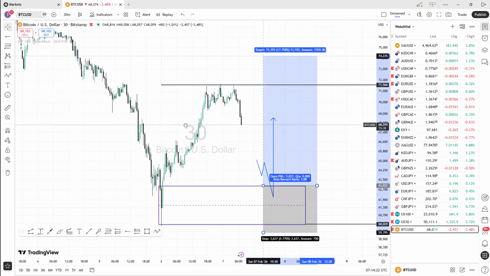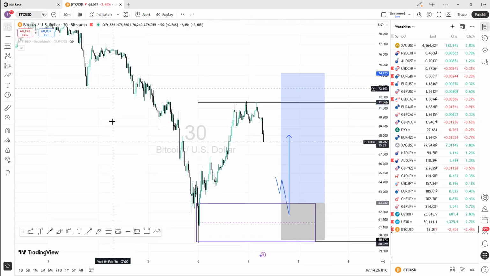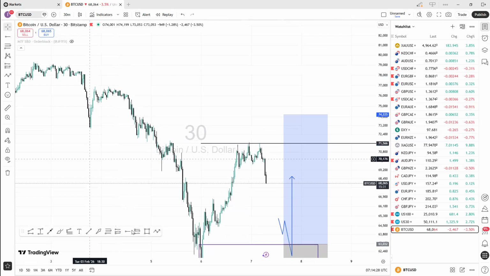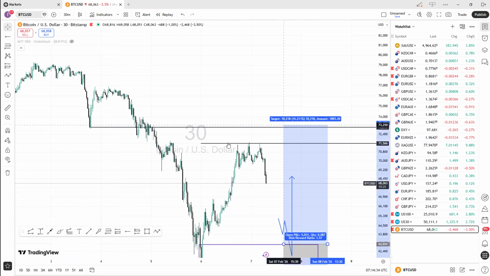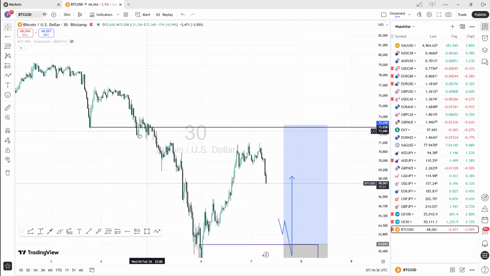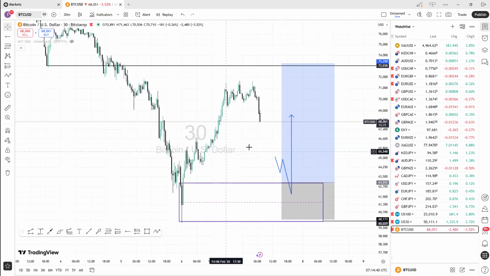You can execute a long position from that area, and then we can target this breaker block. You can see here we have that breaker block. So we can target that breaker block. That is it on BTC USD.